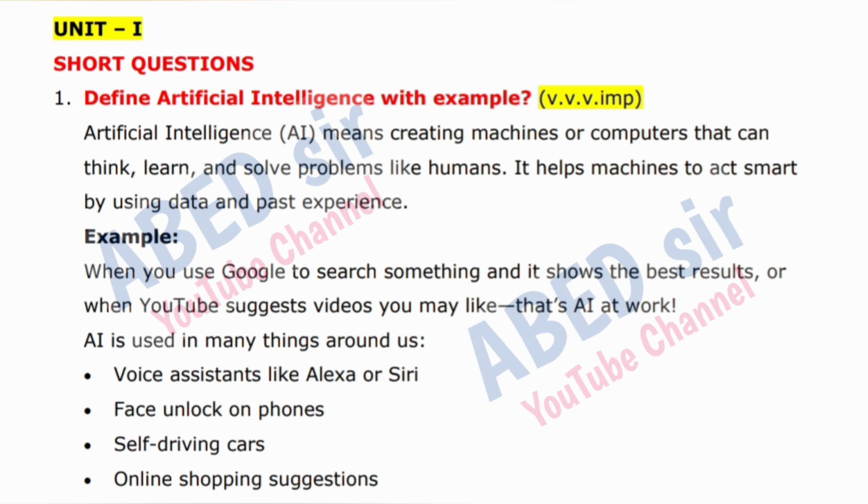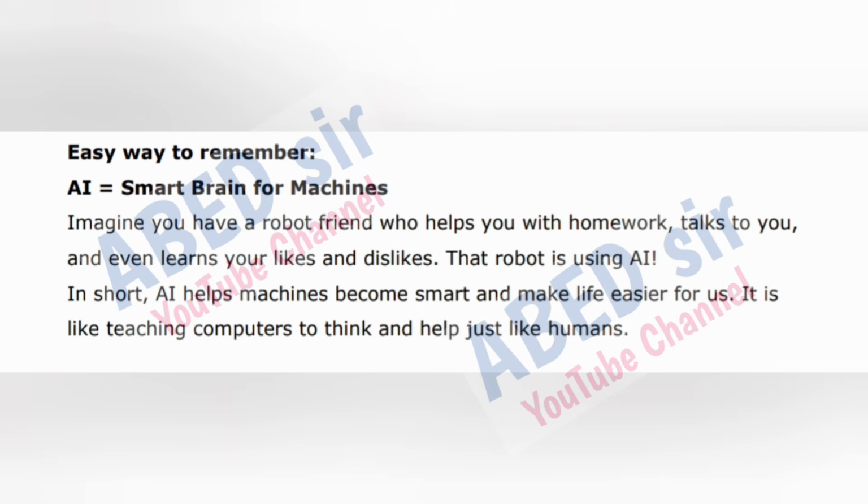AI is used in many things around us. Voice assistants like Alexa or Siri. Face unlock on phones. Self-driving cars. Online shopping suggestions. Easy way to remember: AI is equal to smart brain for machines.